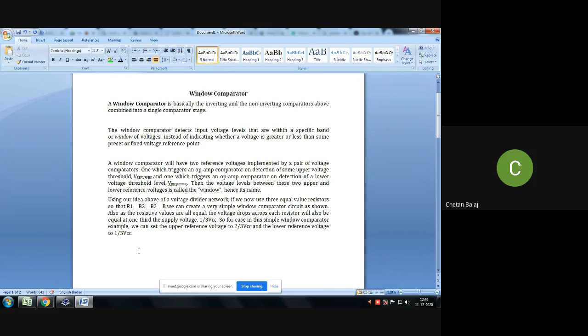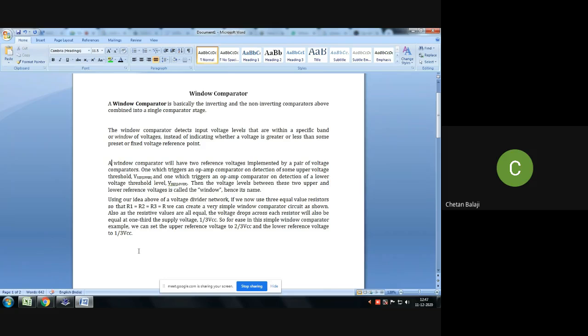Along with the inverting and non-inverting comparators, we have one more comparator called the window comparator. A window comparator is basically the inverting and non-inverting comparator combined together. If you look at the window comparator, you will clearly understand what an inverting comparator is and what a non-inverting comparator is. The window comparator circuit is a mixture of two comparators, the inverting comparator and the non-inverting comparator.